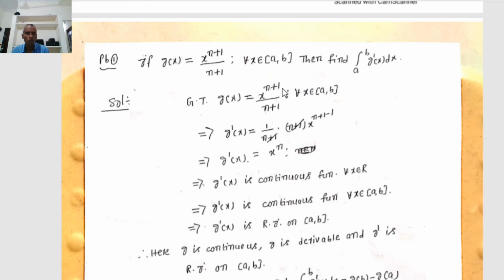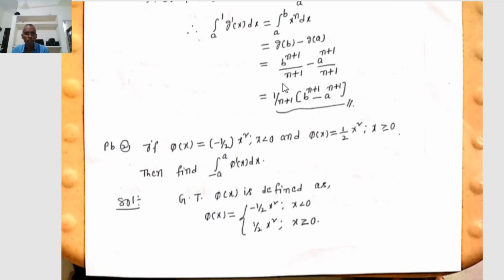That implies g of b is obtained by substituting x equals b, giving b to the power of n plus 1 by n plus 1, and g of a by substituting x equals a, giving a to the power of n plus 1 by n plus 1. Therefore g of b minus g of a equals b to the power of n plus 1 by n plus 1 minus a to the power of n plus 1 by n plus 1.